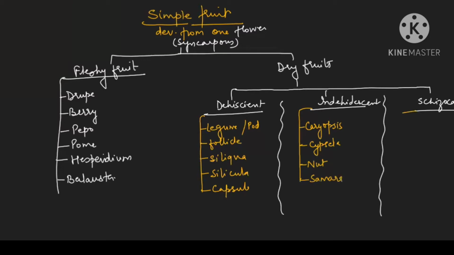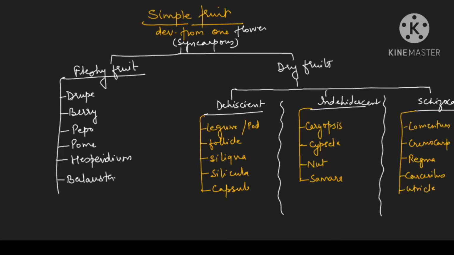For schizocarpic types, there will be lomentum, cremocarp, regma, carcerulus, and utricle. So these are the types of the simple fruit.